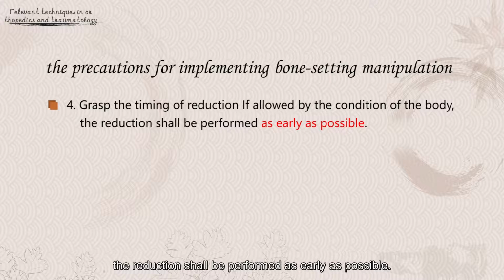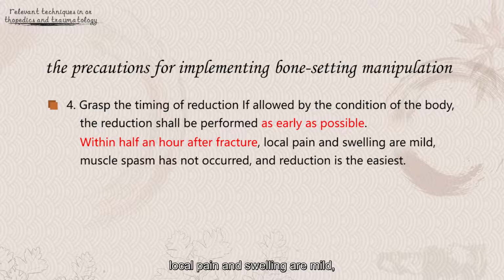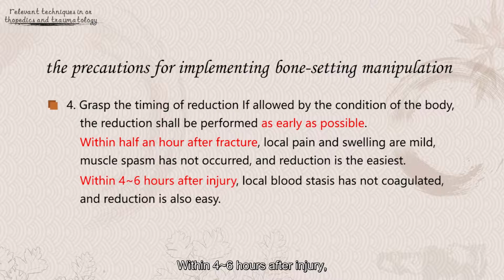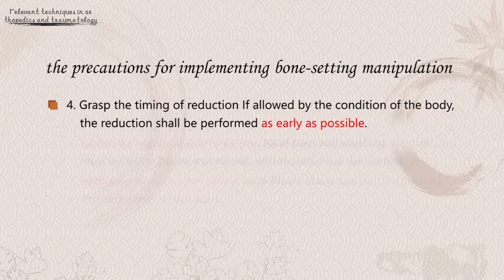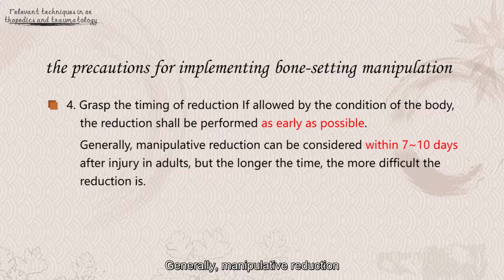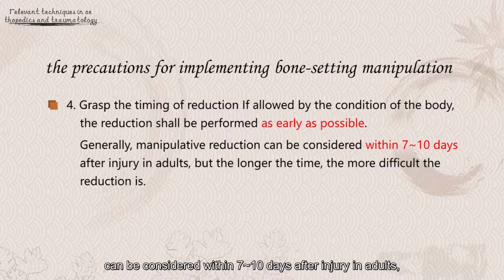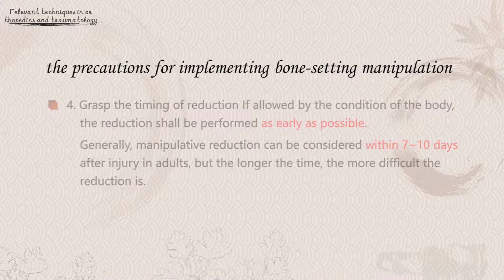Reduction shall be performed as early as possible. Within half an hour after fracture, local pain and swelling are mild, muscle spasm has not occurred, and reduction is the easiest. Within 4 to 6 hours after injury, local blood stasis has not coagulated, and reduction is also easy. Generally, manipulation reduction can be considered within 7 to 10 days after injury in adults, but the longer the time, the more difficult reduction is.